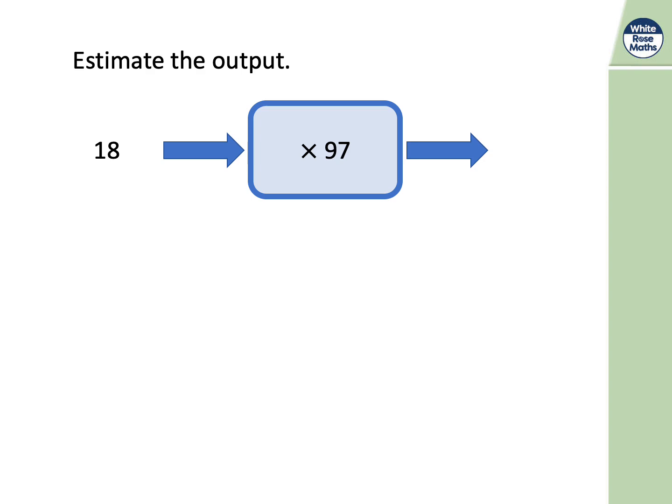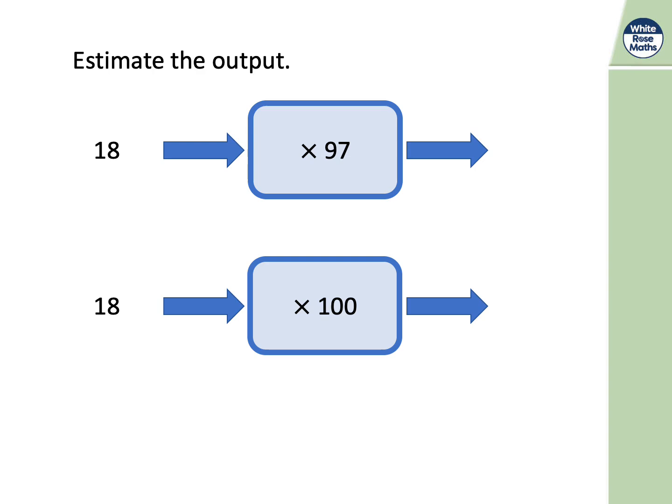So let's rewrite our function machine. The input is still 18, but we've changed the function to multiply by 100, and 18 multiplied by 100 is equal to 1800.